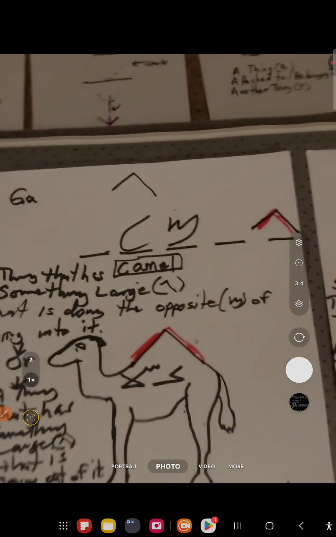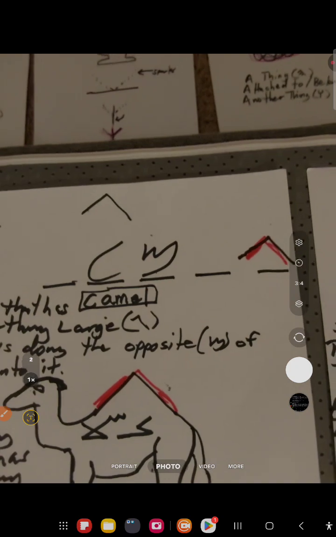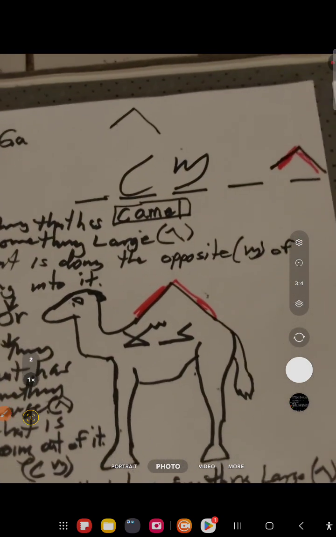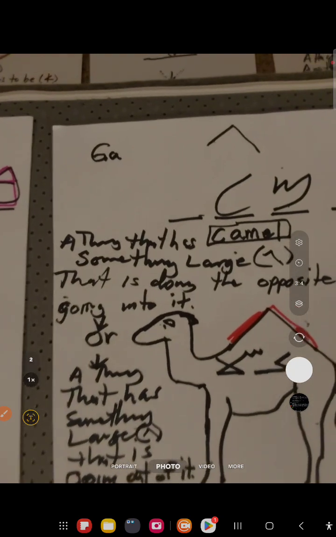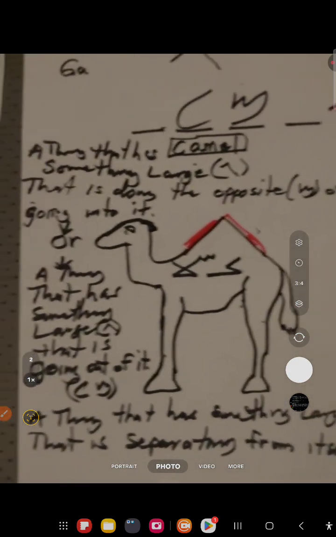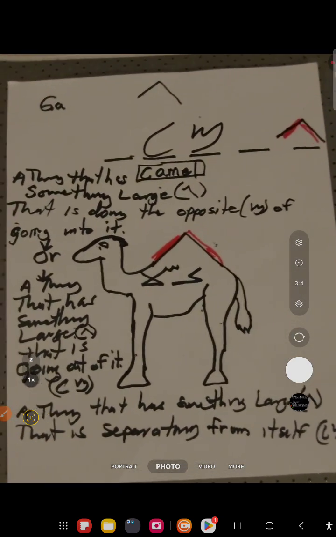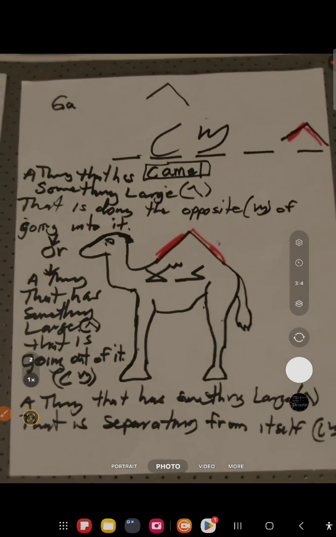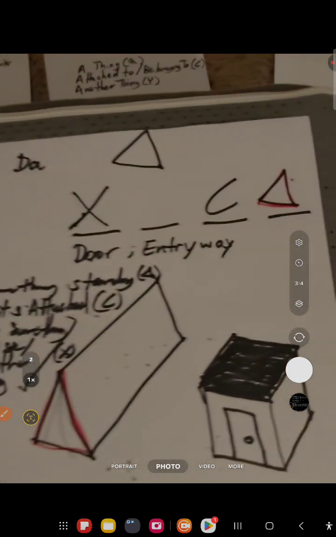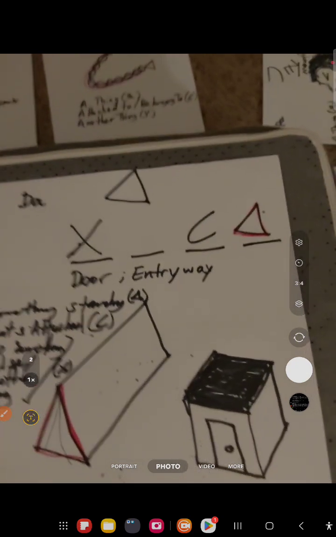Okay, and then we have ga. The letter ga comes from our word for camel, which is gamel. And as you can see, it's referring to the hump that's on the camel and everything like that. And so these are three definitions of what a camel is, but I'll just go with the one that's at the bottom. You can read all the rest of them yourself. It's a thing that has something large that is separating from itself, that's sticking out, in other words. So that's where ga came from. Ga came from the word gamel for camel.